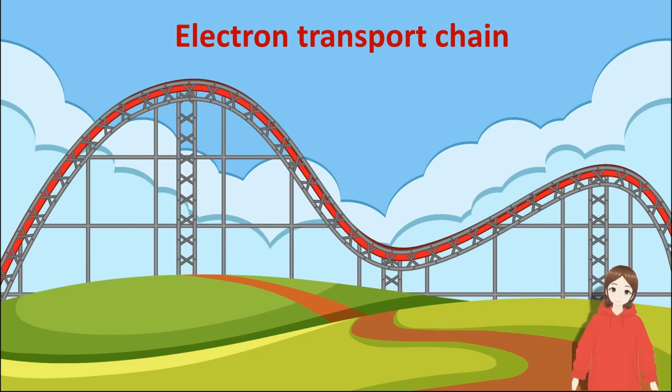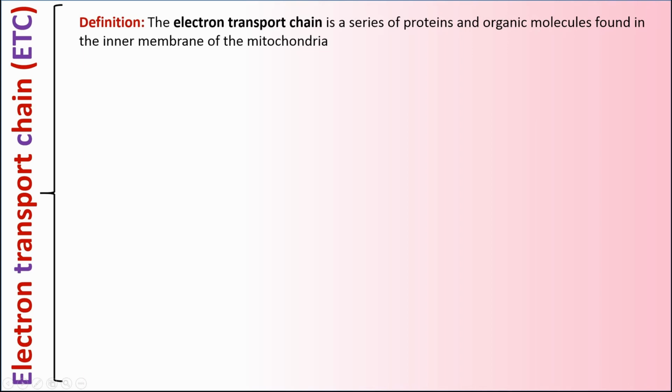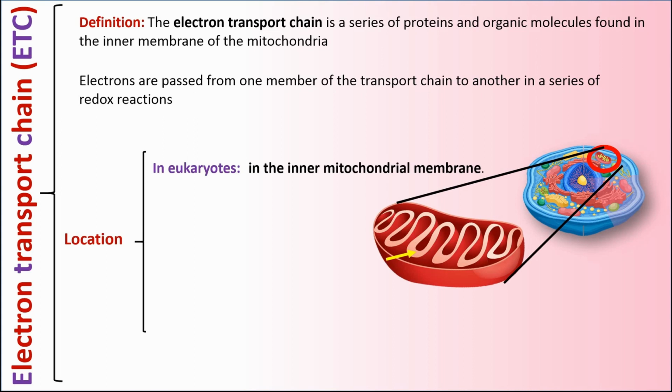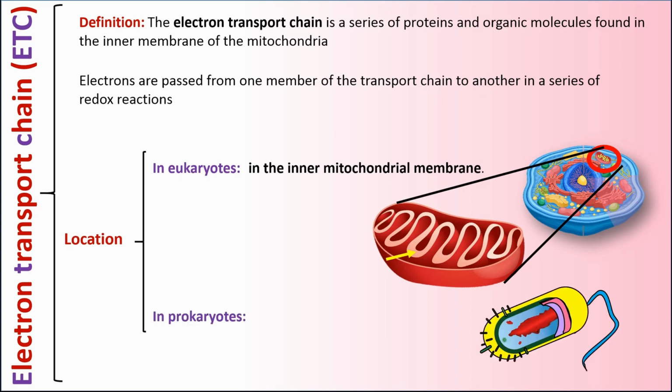Electron transport chain, or ETC. The electron transport chain is a series of proteins and organic molecules found in the inner membrane of the mitochondria. Electrons are passed from one member of the transport chain to another in a series of redox reactions. Electron transport chain occurs in eukaryotes in the inner mitochondrial membrane, and in prokaryotes in the plasma membrane.